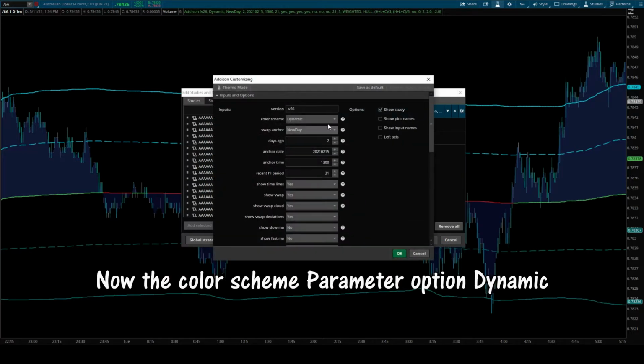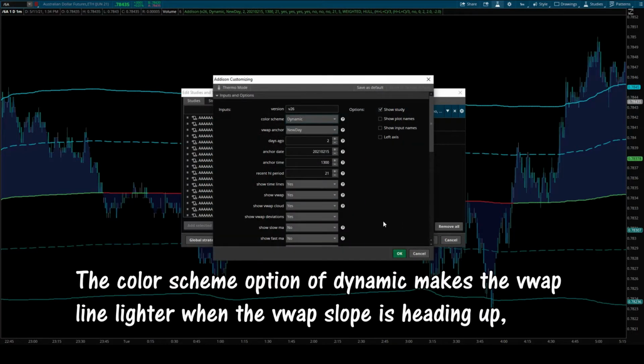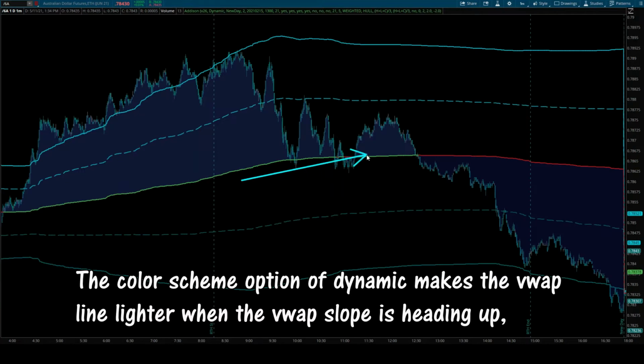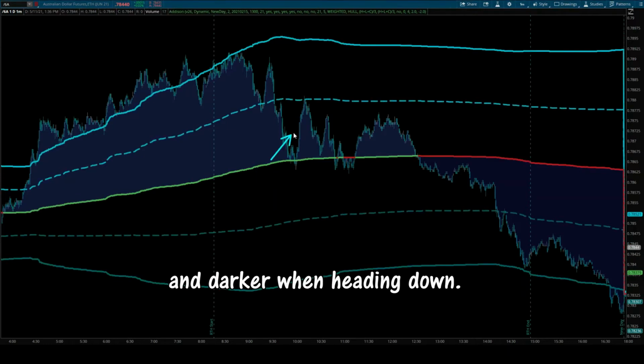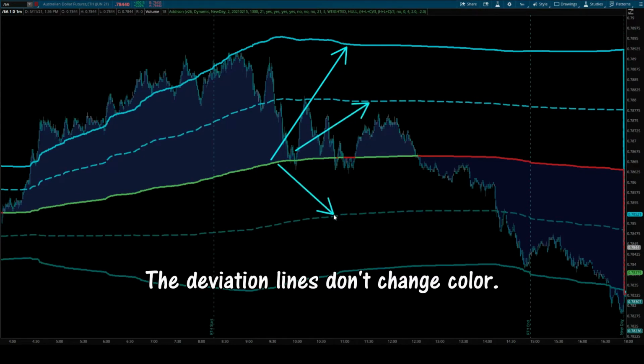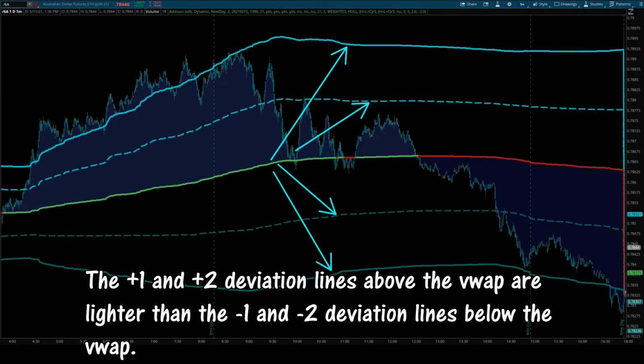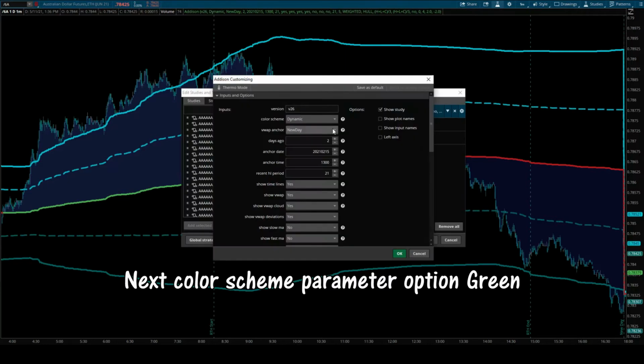Now the color scheme parameter option dynamic. The color scheme option of dynamic makes the VWAP line lighter when the VWAP slope is heading up and darker when heading down. The deviation lines don't change color. The +1 and +2 deviation lines above the VWAP are lighter than the -1 and -2 deviation lines below the VWAP.